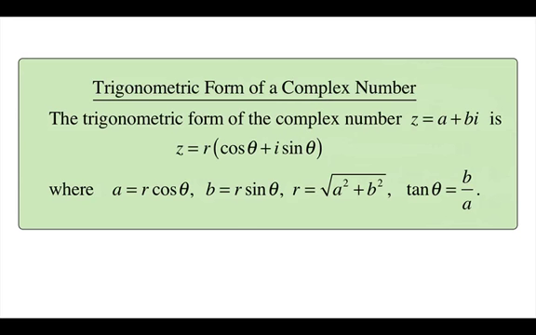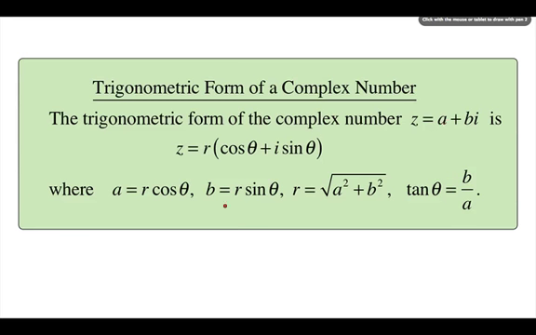This is a formula, trigonometric form of a complex number. The trigonometric form of a complex number, this is what you saw in algebra 2. This is a complex number, and then we can rewrite it in trigonometric form, and this is how it looks. We can rewrite this complex number in trigonometric form, and this is what you need to do.